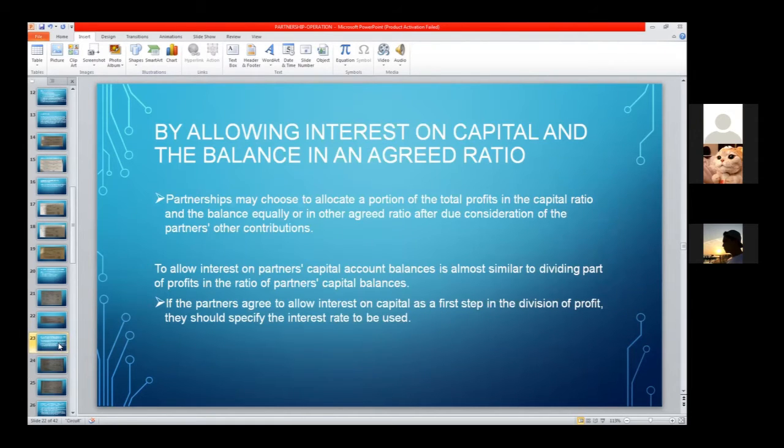Okay, so before we continue, tanong ko lang muna. Anong chapter na ninyo? I-chat nyo na lang sa chat box. Anong chapter na ninyo dito sa basic accounting?